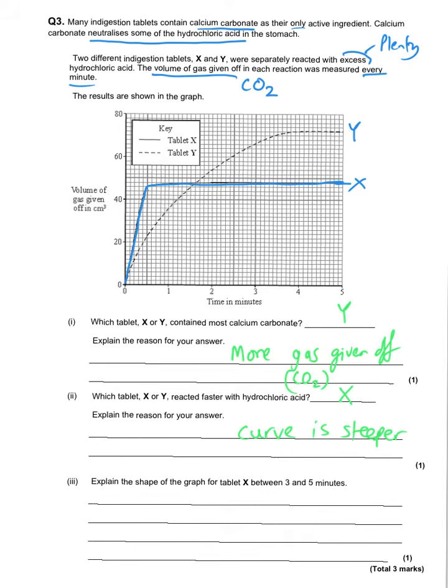Then it says explain the shape of the graph between 3 and 5 minutes. And in fact, this is exactly the same as what we've said previously, because we're looking at curve X. And between 3 and 5 minutes, this reaction has finished. And that's because the calcium carbonate, I think we do need to personalise it on this occasion, because we were told that the acid was present in excess. So the calcium carbonate is used up. And this is only 1 mark, so that would be all that we need to say. And we could still say that the reaction has stopped, and that would get us the same 1 mark.